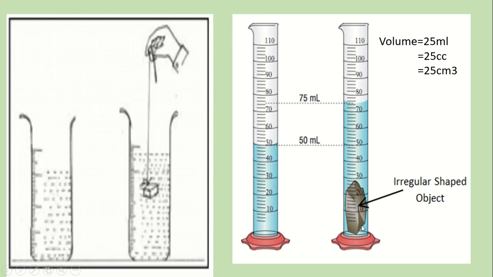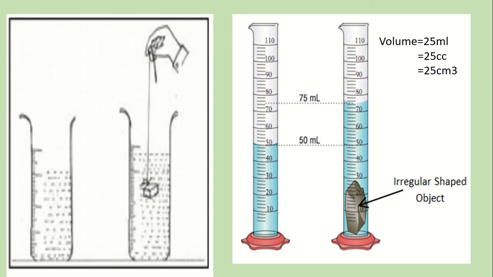Then we will immerse the irregular shaped object. Irregular shaped object, I have told you earlier, is that object whose length, breadth and height cannot be measured accurately by using a scale. So here look, a stone or any piece of brick can be used here. So the stone is immersed in the water.